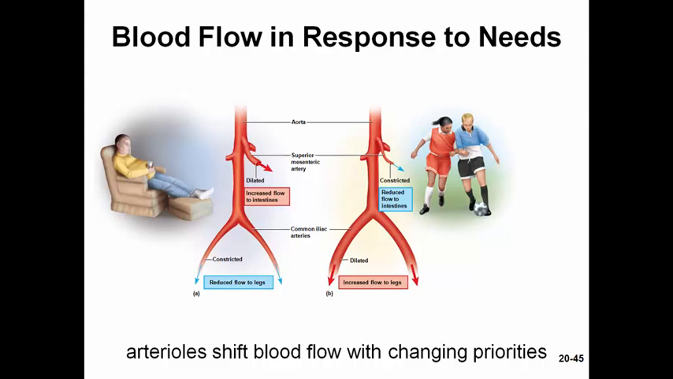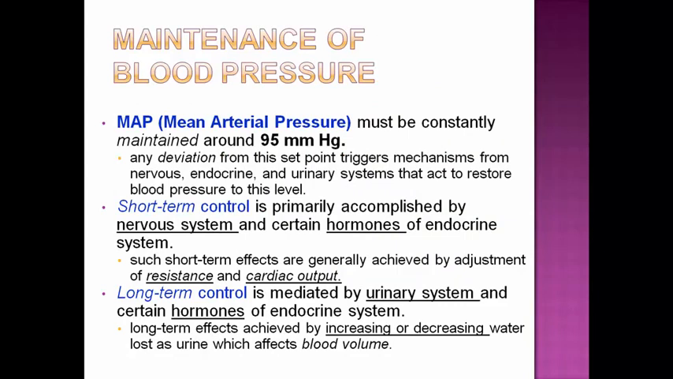That would constrict the blood flow to the intestines and the mesenteric artery because the blood is being diverted to the lower extremities. As far as maintenance of blood pressure, a lot of times your patients that have a monitor on them, it will give you the MAP, or the mean arterial pressure. It's usually around 95 millimeters of mercury, and any deviation from this will trigger different mechanisms within the nervous system, the endocrine system, and the urinary system to restore blood pressure back to that level, either for high or low mean arterial pressures.